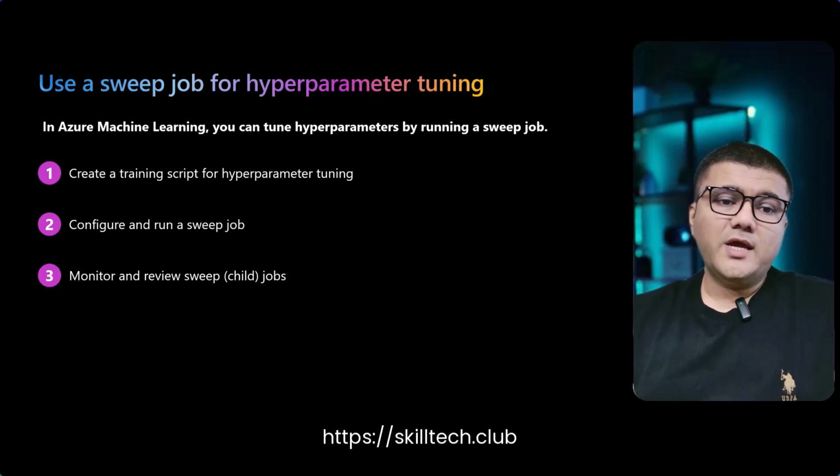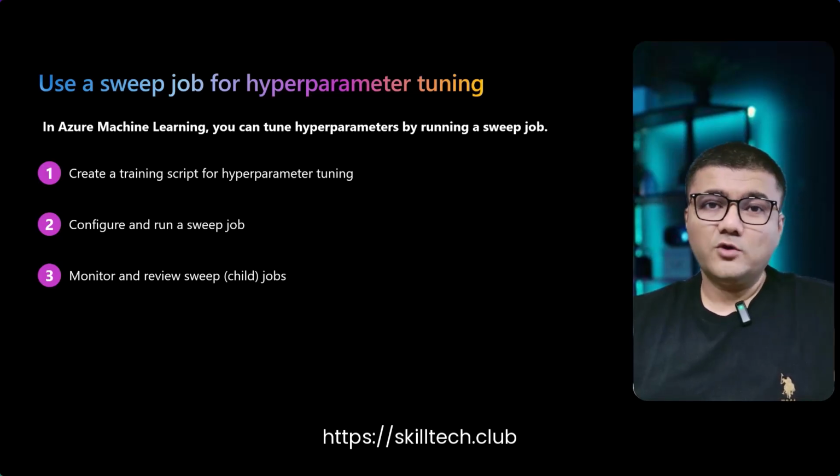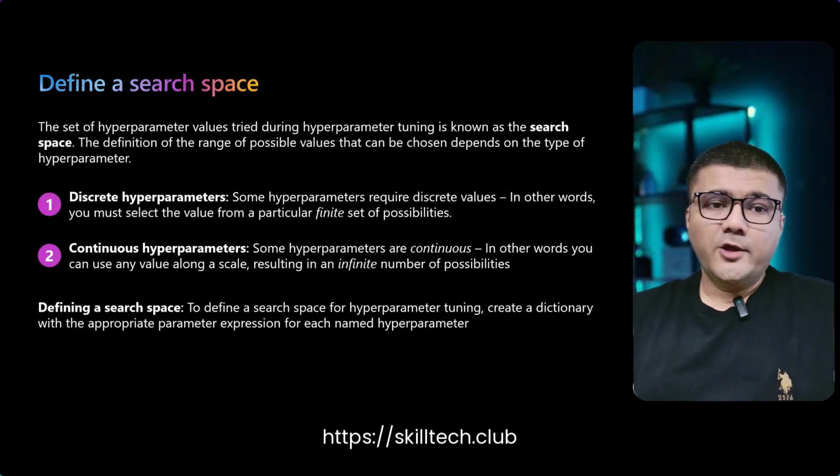You can create a training script for hyperparameter tuning the same way you have done earlier. Then you can configure that script to run as a sweep job. And then you can monitor and review the sweep, which is basically the child job associated with this. So a sweep is nothing but a child job configured with this. For each parameter value which you set up in the hyperparameter tuning, it will create separate jobs which are counted as sweep jobs. As simple as that.